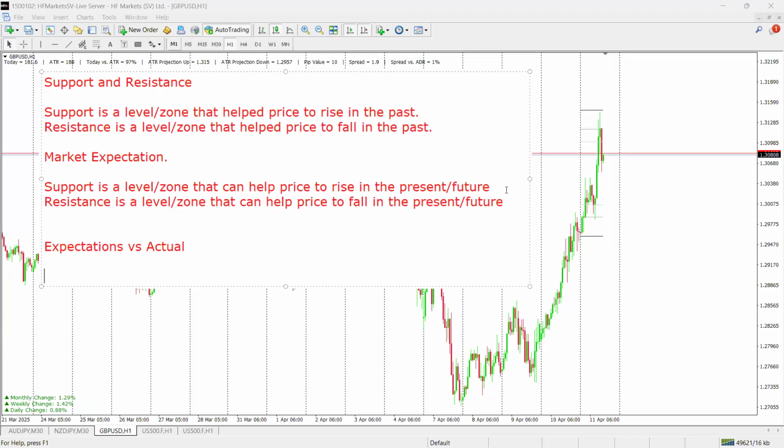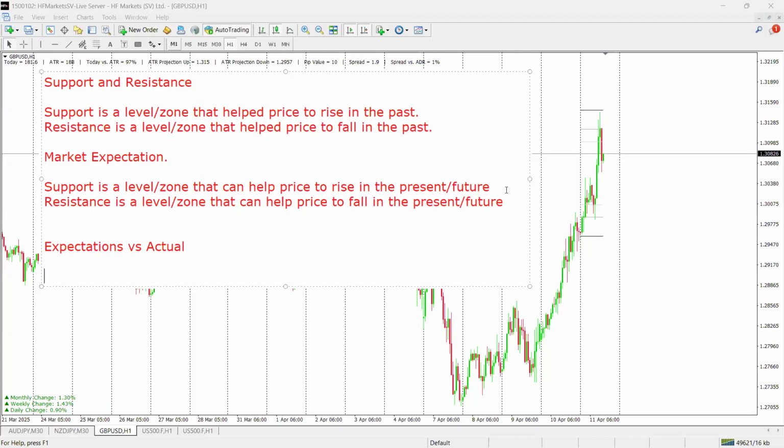Now, listen to this. Yes, a level of support should help prices to rise, and we hold the expectation that prices would actually rise from the support, which is fine. A level of resistance also is a level that we expect prices to fall from. When prices fall from resistance, it is also good.